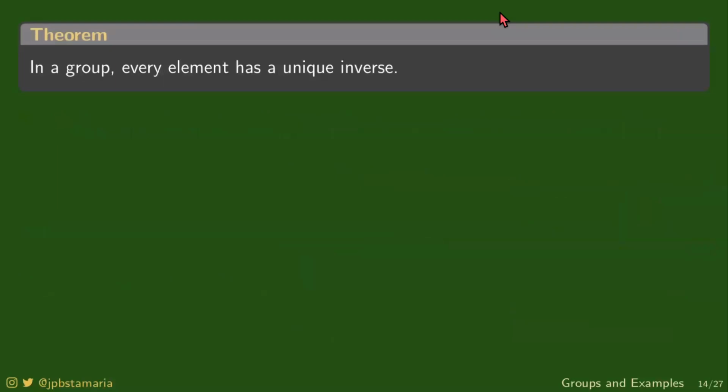Kasi according to the next theorem, theorem number 2, every element in a group must also have a unique inverse. Nag-iisa lang yung kapartner ng bawat isa. When I say kapartner, meaning yung inverse nila. Kaya, pwede nyong sabihin the inverse of A. Hindi ka mag-aalangan kung ilang inverse meron si A in a group.